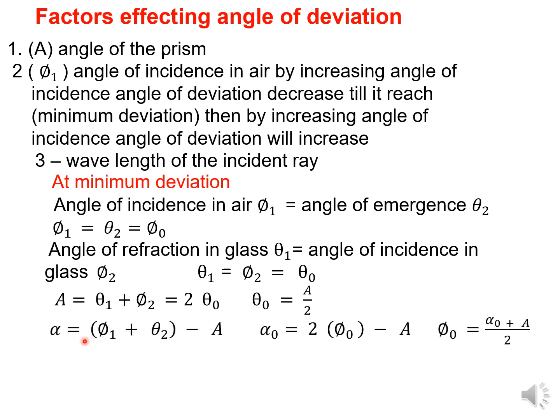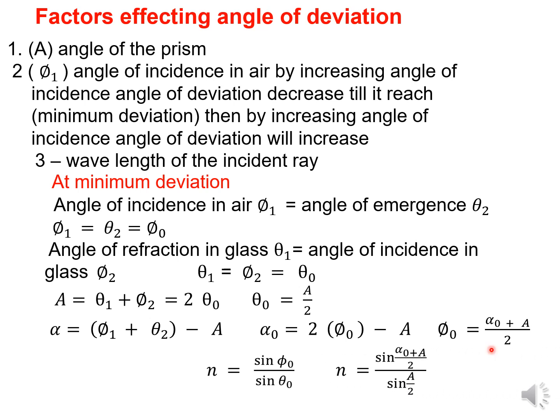Since alpha, the angle of deviation, equals phi 1 plus theta 2 minus A، يبقى alpha node, the angle of minimum deviation, equals 2 phi node minus A, because phi 1 equals theta 2 at minimum deviation. يبقى phi node equals alpha node plus A divided by 2.